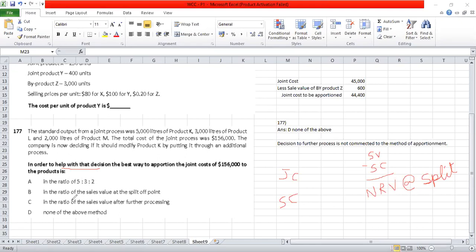The question is connecting some decision, whether or not they should be processing it further, to the apportionment of joint costs. They are not connected. That point we have to understand. Okay, now I understand, it is the question framing itself. Otherwise, with the set of information we have, if the question was how would we apportion the joint cost, A would be the right answer, in the ratio of 5:3.